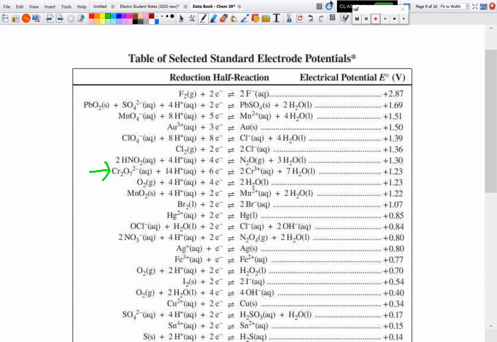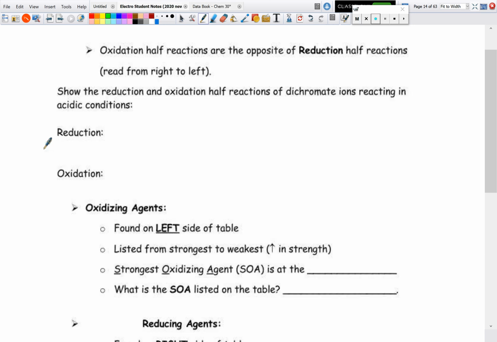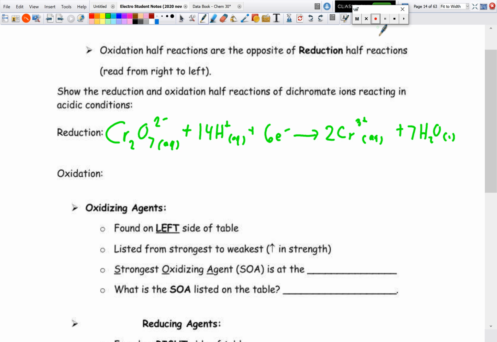So we can just take this and transfer it into our part right here. So it'll look something like that. So that is the reduction half reaction of the dichromate ions. So that is reading the table from left to right. Now with that double arrow, of course, we can also look at it in the reverse direction, and that will be an oxidation half reaction. So that's taking this whole equation right here and just reading it in reverse.